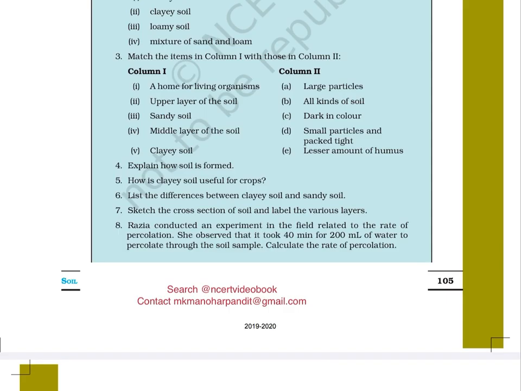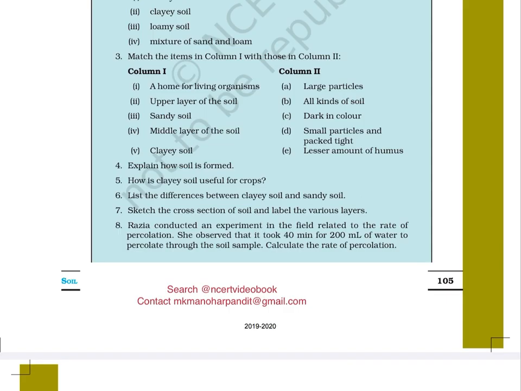4. Explain how soil is formed. 5. How is clay soil useful for crops? 6. List the differences between clay soil and sandy soil. 7. Sketch the cross-section of soil and label the various layers.